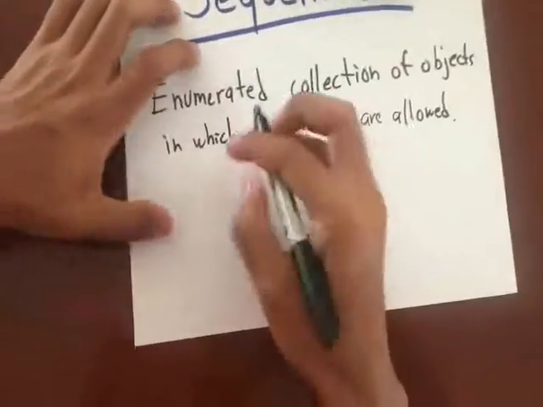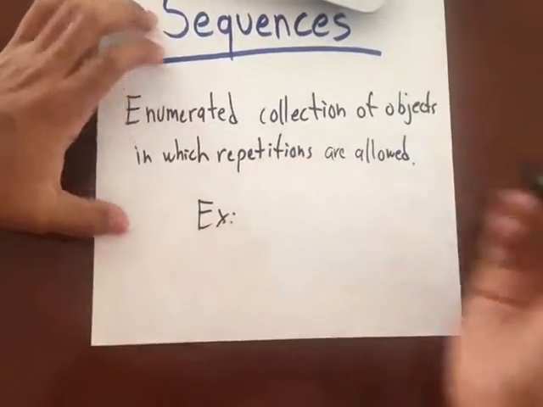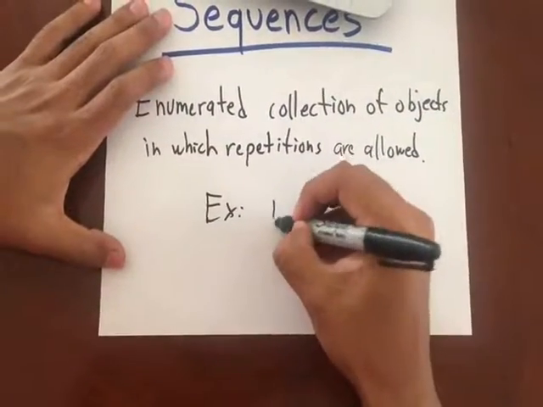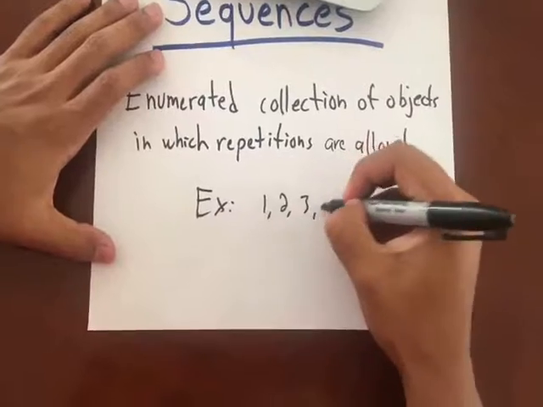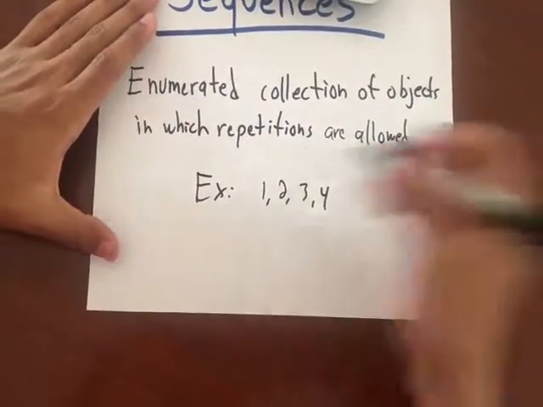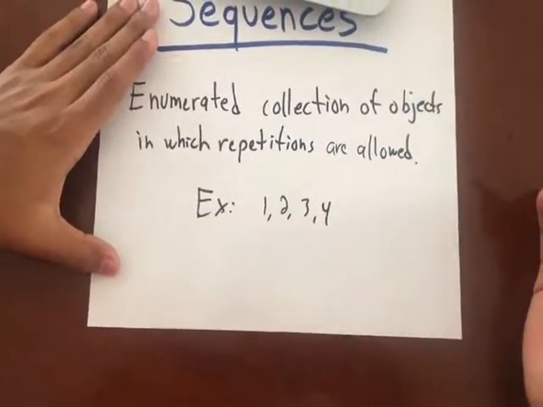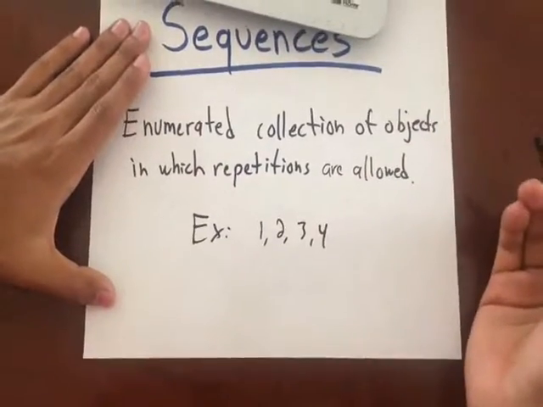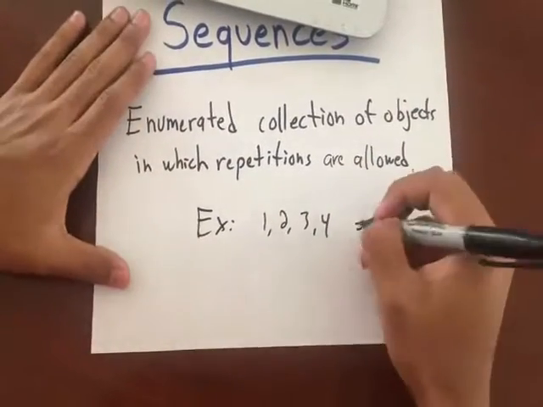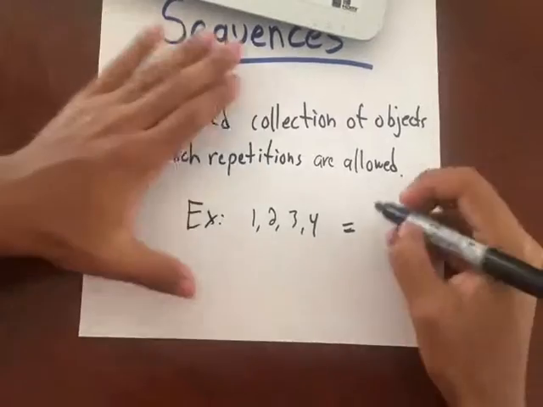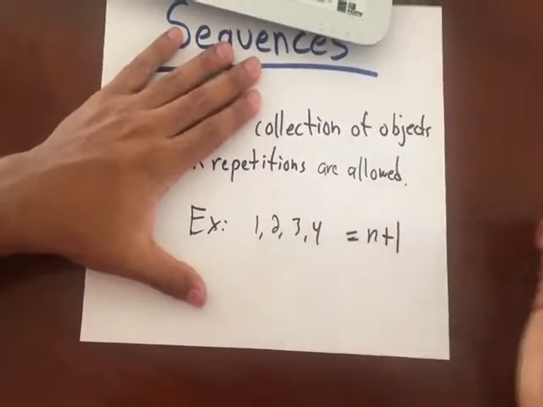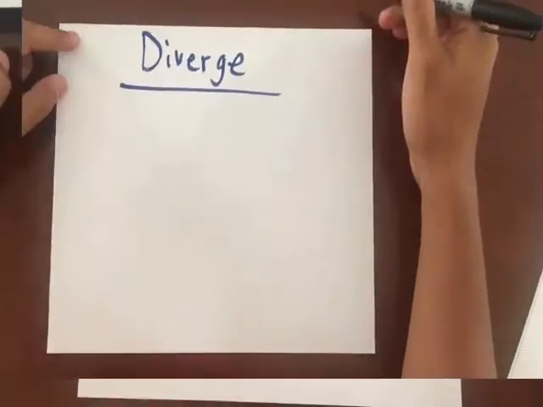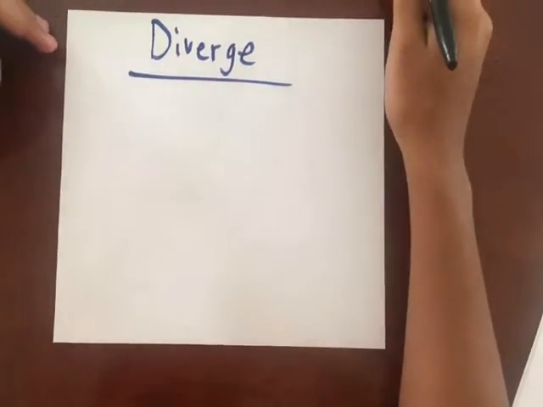So, for example, we have the sequence that we all know: 1, 2, 3, 4. In this sequence, each term increases by 1. So the formula for this example will be n plus 1. So we have two types of sequences.